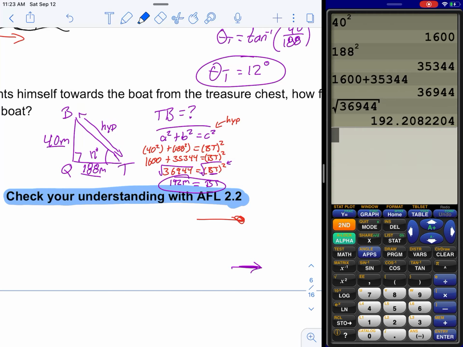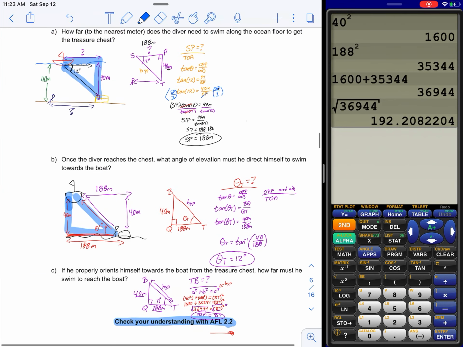So check your understanding if you're feeling good for this section. So AFL 2.2.